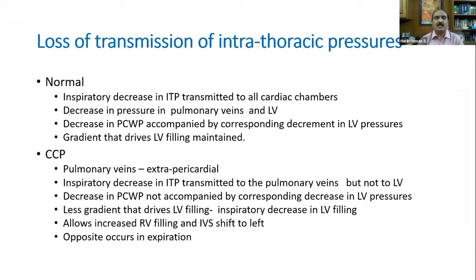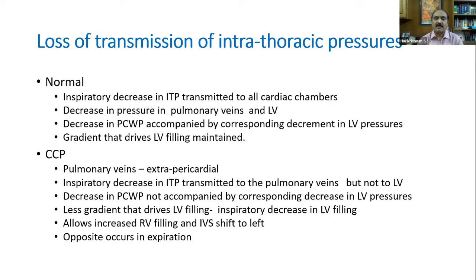The second thing is loss of transmission of intrathoracic pressure. So normally what happens is there is an inspiratory decrease in intrathoracic pressure, which is transmitted to all the cardiac chambers. This leads to decrease in pressure in the pulmonary veins and the left atrium and left ventricle. So decrease in pulmonary capillary wedge or the pulmonary venous pressure is accompanied by a corresponding decrement in the intra-chamber pressures. So the gradient that drives the LV filling is maintained normally.